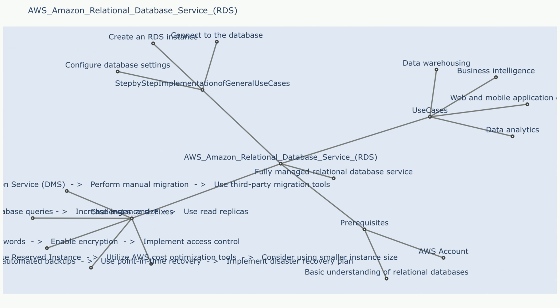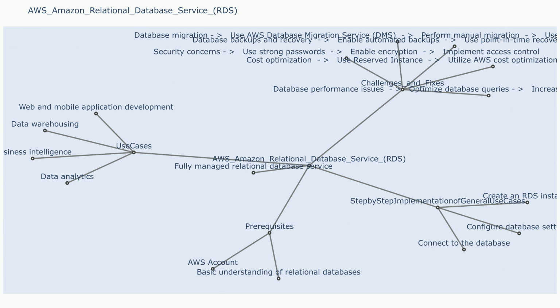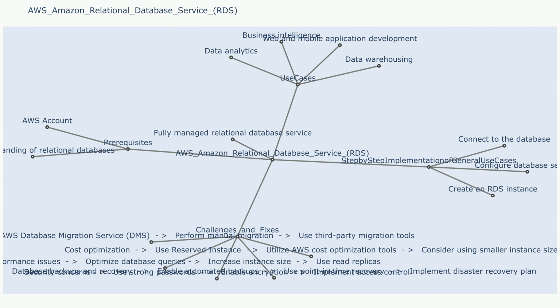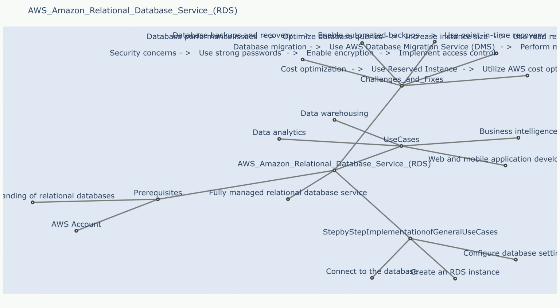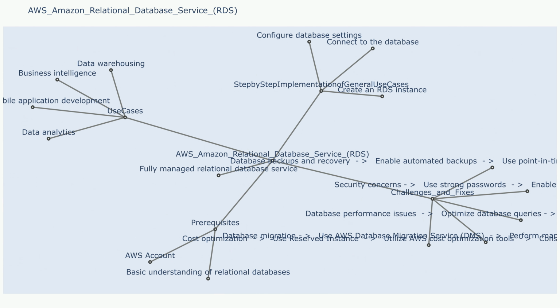Create an RDS instance. Launch an RDS instance by choosing the desired database engine, instance size, and configuration options. Configure database settings. Set up database parameters, such as port number, character set, and authentication settings. Connect to the database. Establish a connection to the RDS instance using appropriate database client tools and credentials.